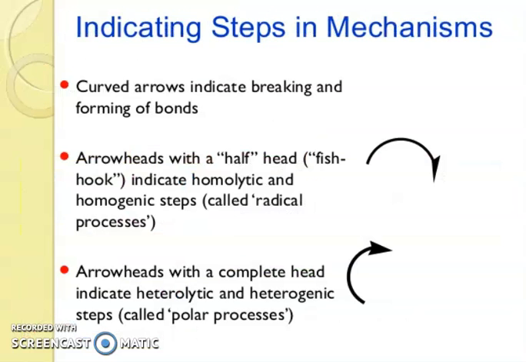Now friend, indicating steps in mechanisms. Curved arrows indicate breaking and forming of bonds. An arrowhead with a half head, a fish hook, indicates homolytic and homogenic steps, called a radical process. An arrowhead with a complete head indicates a heterolytic and heterogenic step, called a polar process.